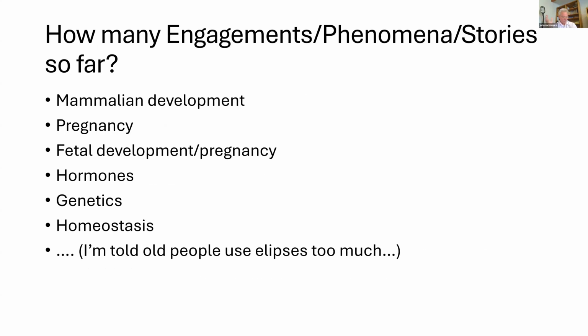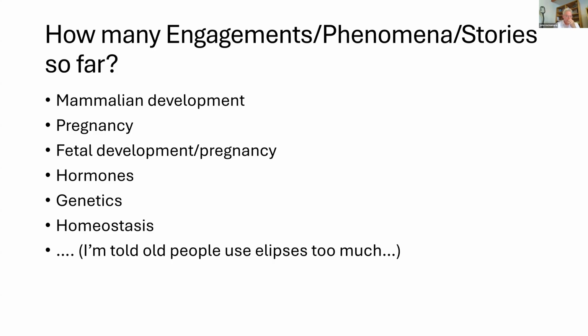So now we've been going for about 6 or 7 minutes. I've been talking really fast and showed you a couple of slides. What have we already seen in terms of phenomena, engagements, stories that could get a student's interest? Mammals, different kinds of mammals, pregnancy, fetal development, hormones, genetics, and homeostasis. How does the animal control all of these things? So all of these things are phenomena and prompts that you can use to make the science meaningful for these students.